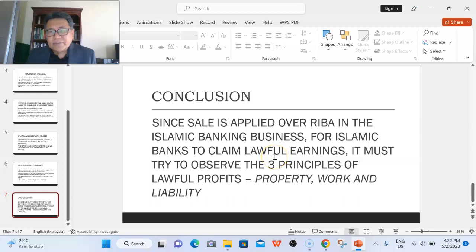So as a conclusion, since sale is applied over riba in the Islamic banking business, for the Islamic bank to claim lawful earning, it must try to observe the three principles of lawful profit, that is property, work, and liability. Of course, this would pose a great challenge to Islamic banks, because as we know, to buy and sell and put the property on their banking book will trigger high capital charges. And again, when it comes to applying these three principles of lawful profit in the banking business, it can be quite challenging, and we do hope that we can find a way out to allow the bank to undertake this contract of sale, and therefore be able to generate lawful and legitimate profit.